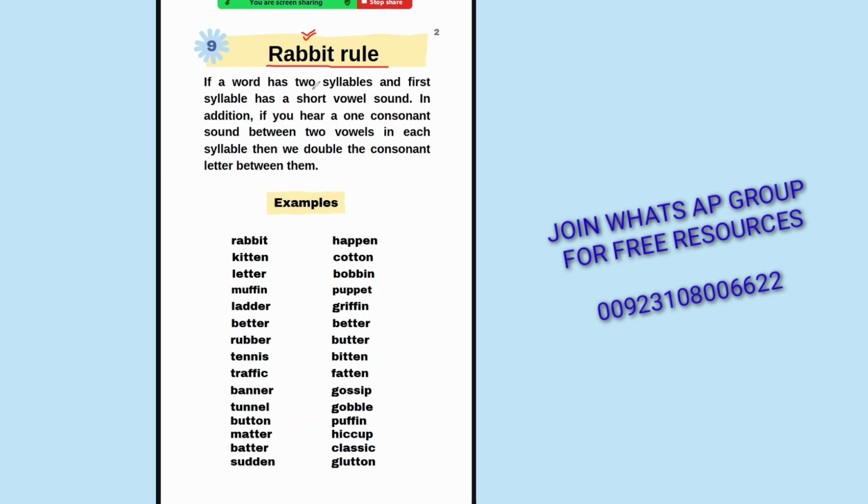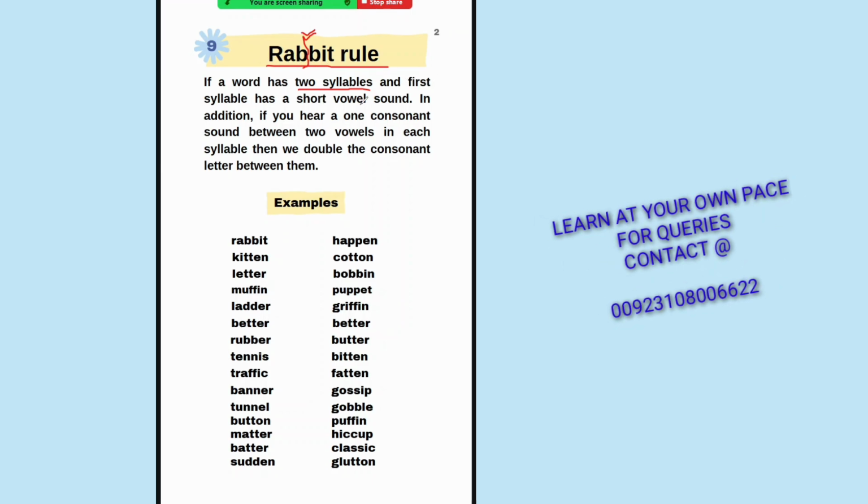See, if a word has two syllables, as in the word rabbit, rab and bit, and the first syllable has a short vowel sound. If you look at rab, this syllable has a short vowel sound, a.